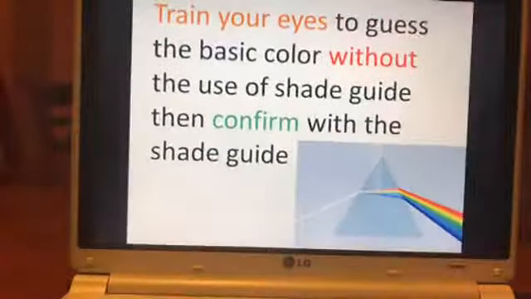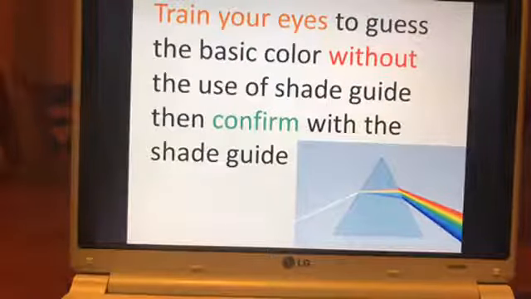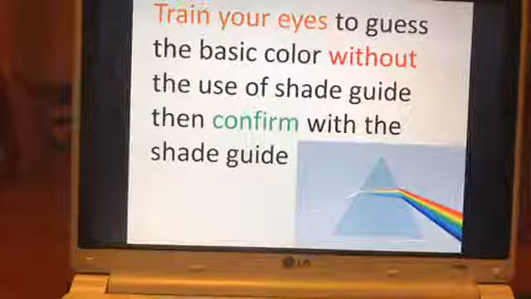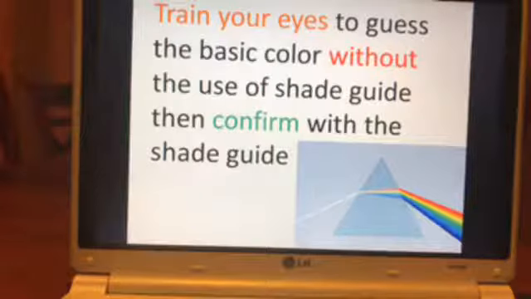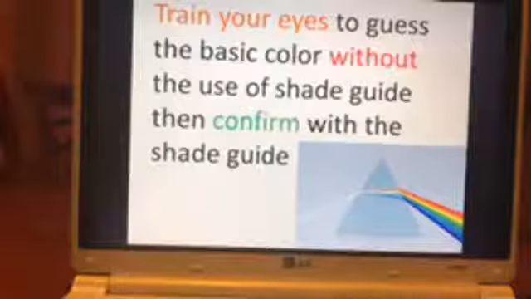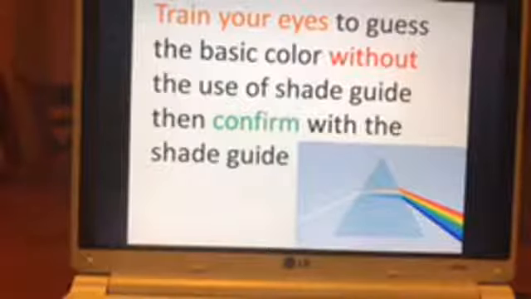So train yourself and your eyes to guess the shade. Do not rely on shade tabs, the shade guide. You have to train yourself to look at the tooth and say, I think this is an A2 basic color. And you confirm with your composite shade guide. Then after that, you use the method. You use the shade tab, you use the composite markers.